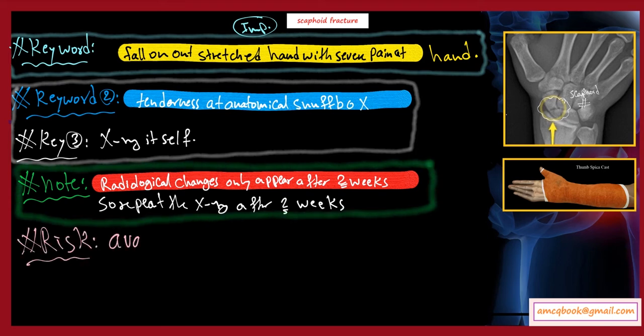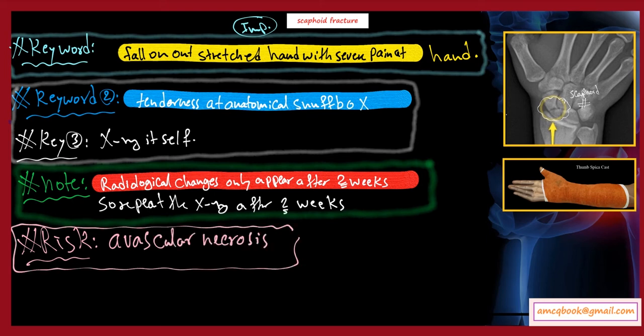A very important and dangerous risk related to scaphoid fracture is avascular necrosis because of the unique blood supply to this bone. So scaphoid fracture can cause avascular necrosis to this bone. So keep this in your mind.